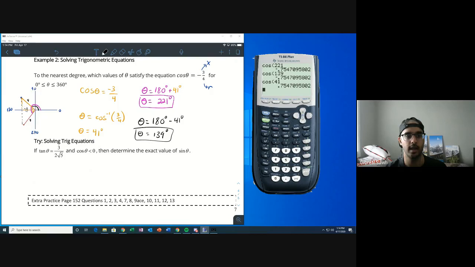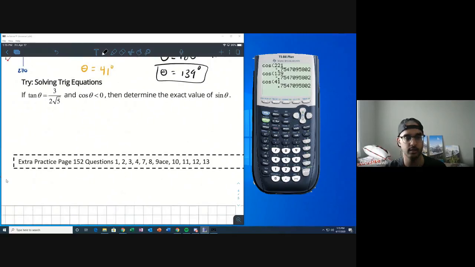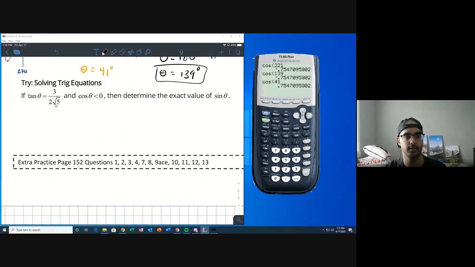So here I had two quadrants which were possible. Underneath, you might have enough information to narrow it down to only one quadrant. If you can narrow it down to one quadrant, you've only got one angle. So this one is telling us tangent is positive, cosine is negative. So we need to figure out what quadrant that is first before we do anything else.